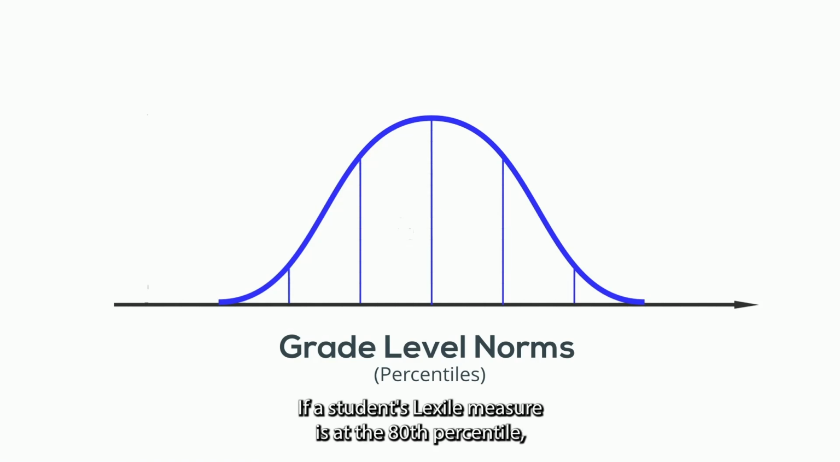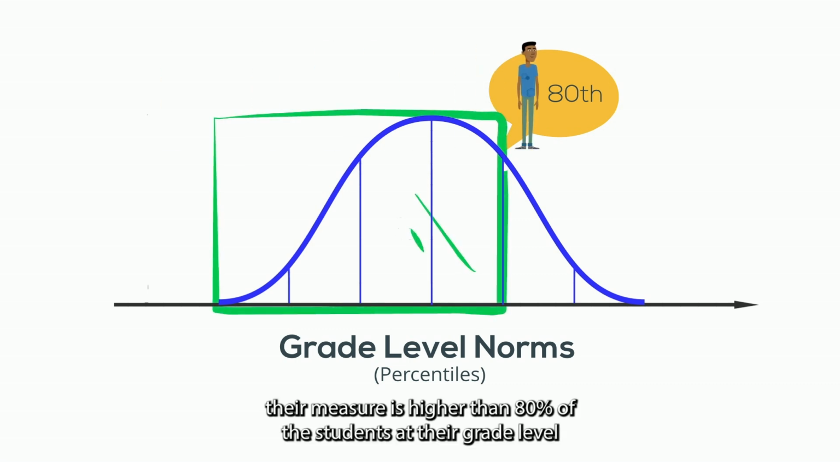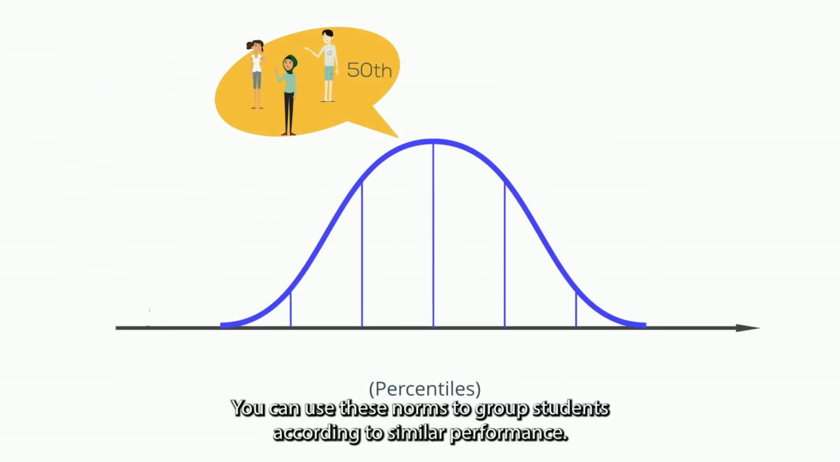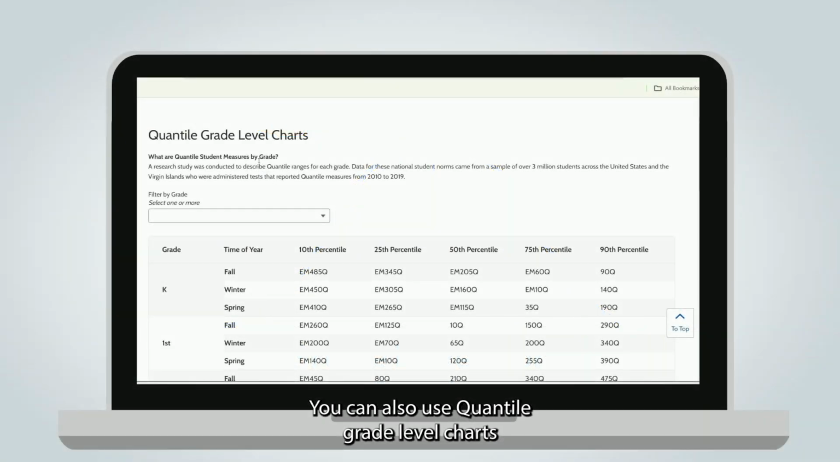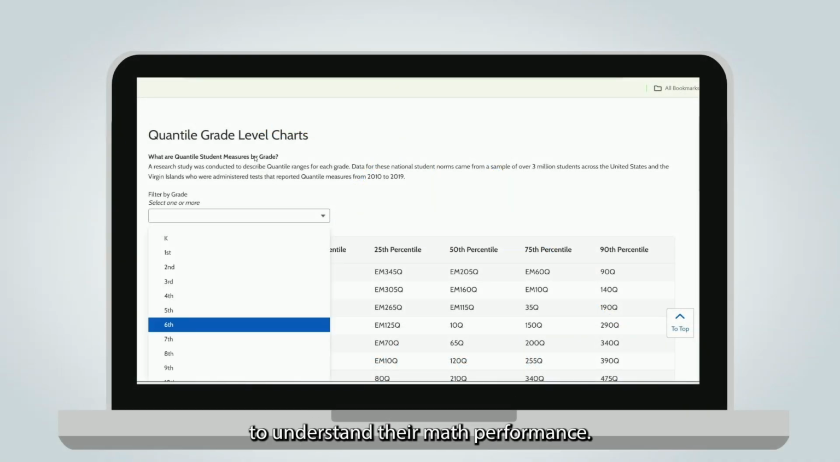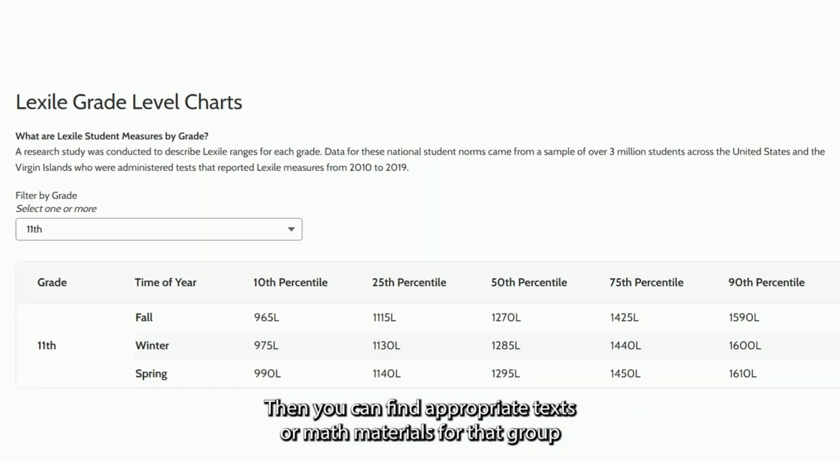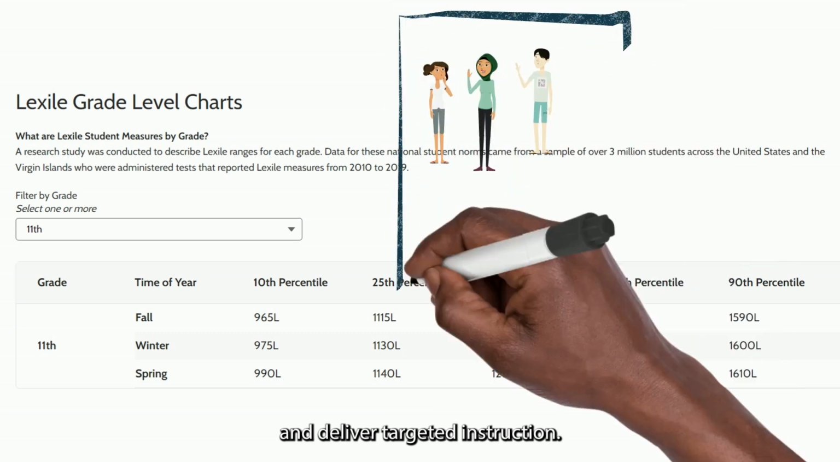If a student's Lexile reading measure is at the 80th percentile, their measure is higher than 80% of the students at their grade level and lower than 20% of the students at their grade level. You can use these norms to group students according to similar performance. You can also use Quantile grade level charts to understand their math performance. Then you can find appropriate texts or math materials for that group and deliver targeted instruction.